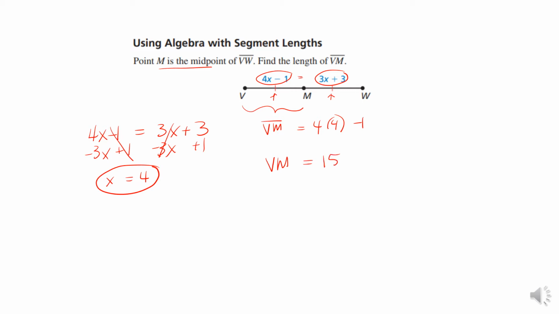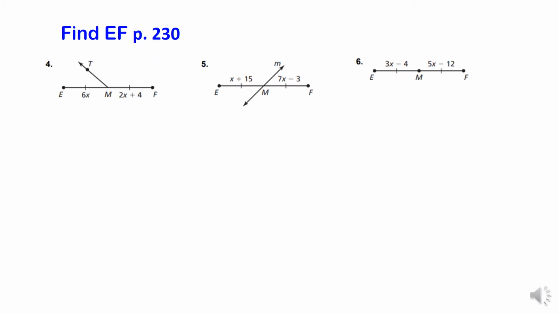15. Now, before you run off and say, great, I'm done, double check. Plug the 4 in here, I get 12 plus 3, and that also equals 15, so I know my answer is correct. Okay, so now they're going to have you find EF in each of these. So let's do a couple together, and then I will let you try one on your own.